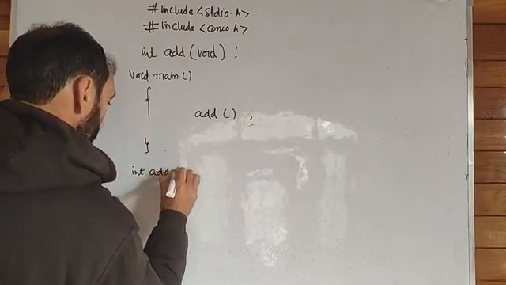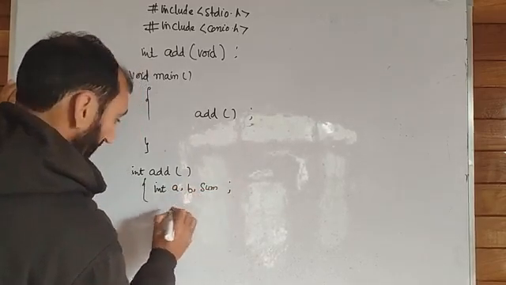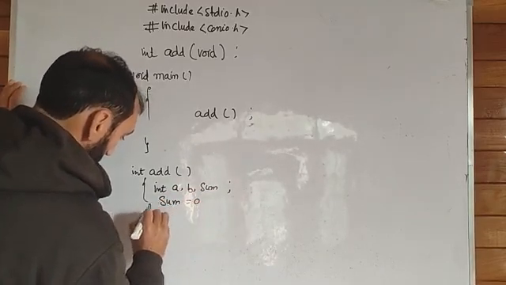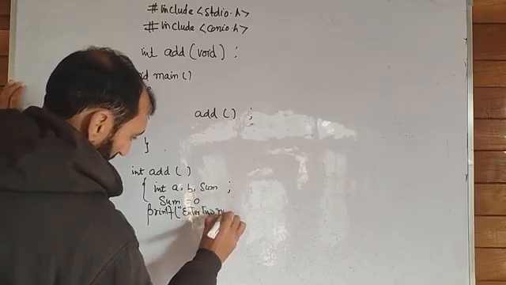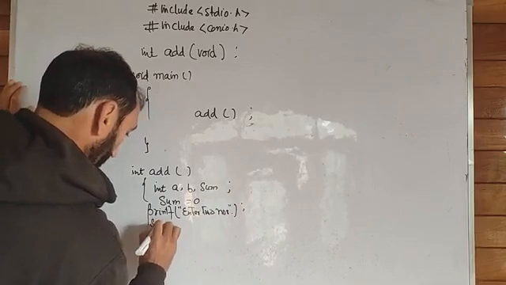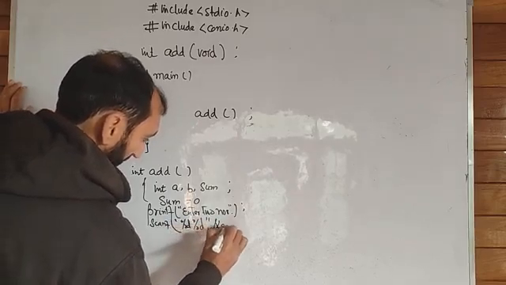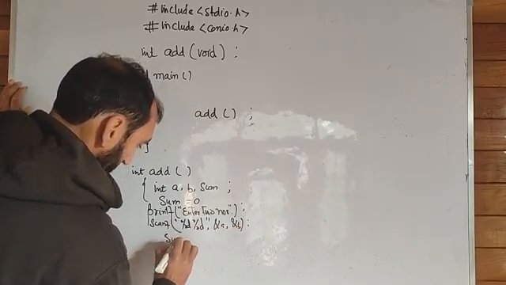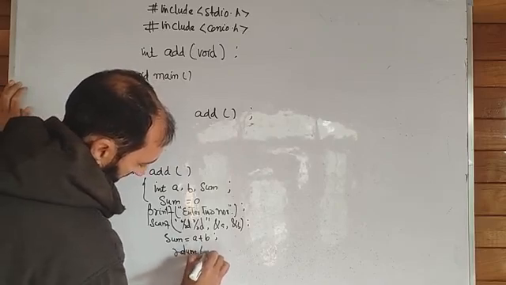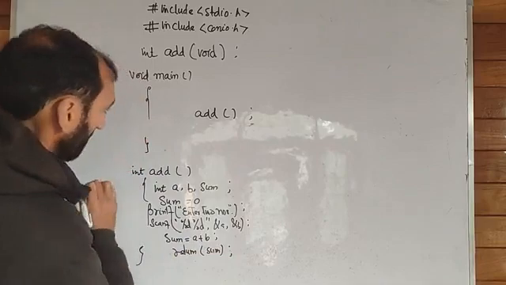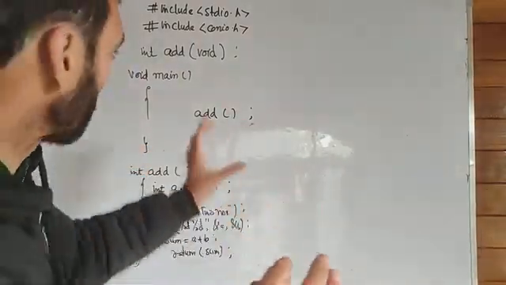And add, int a, b, sum equal to 0. printf "enter two numbers". scanf "%d %d", address of A, address of B. sum equal to A plus B. return sum. Take care. This small program will generate the addition of two numbers by using the function add.